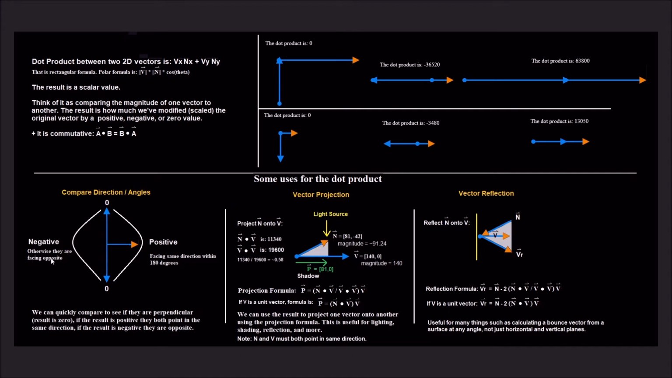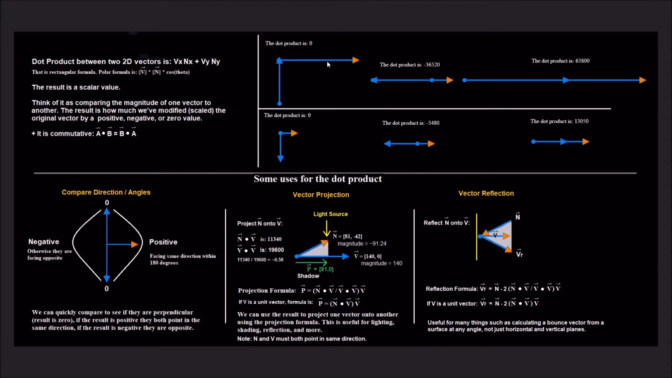If the result is negative, that means that one of the two vectors is pointing in the opposite direction of the other. If the result is zero, that means it's perpendicular or orthogonal. So in other words, these are at a 90-degree angle to each other if the result is zero. And of course, it could be zero twice, once on the left if it's clockwise and once counterclockwise.